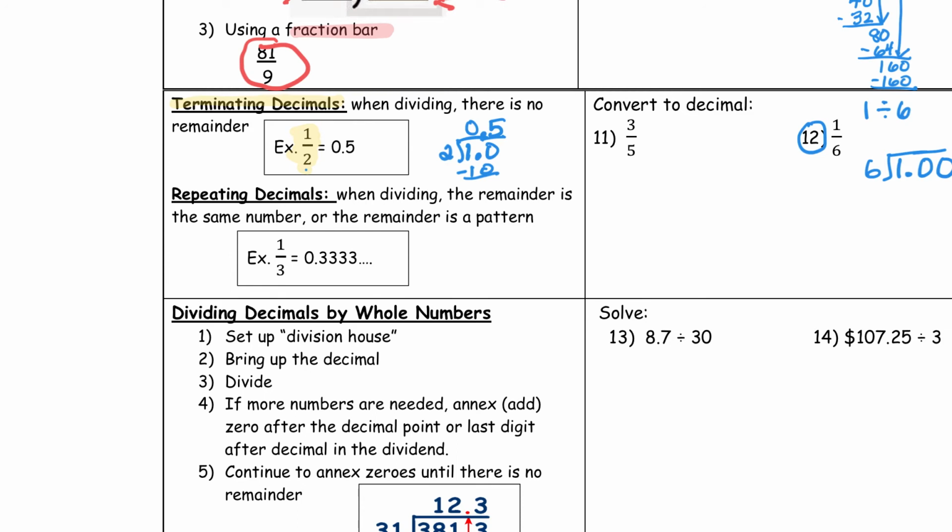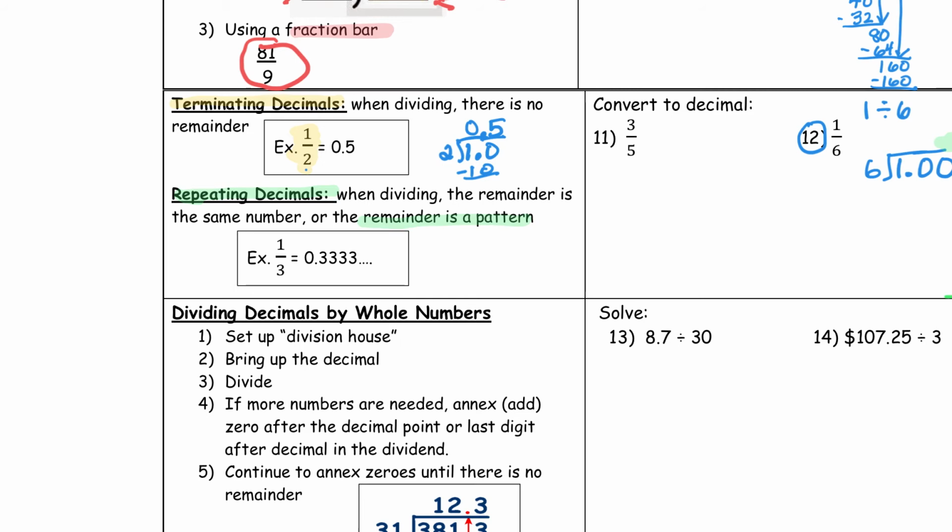Notice something is happening with problem number 12. The number 6 seems to be repeating itself. So therefore, it keeps going on and on. If we would continue to bring this down, this would be 4. That is something that we would call a repeating decimal. A repeating decimal is when dividing, the remainder is the same number, or the remainder is a pattern. So number 12 was a repeating decimal.